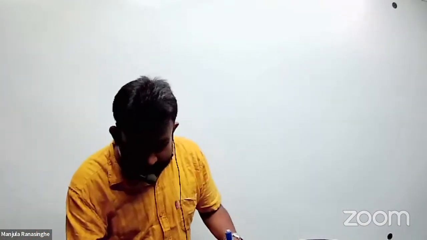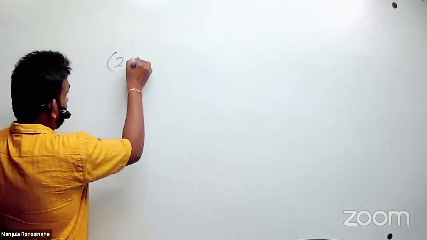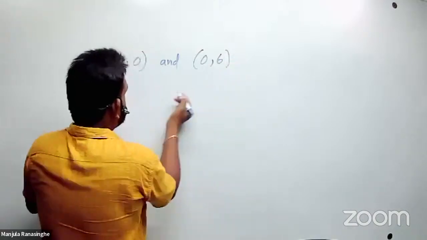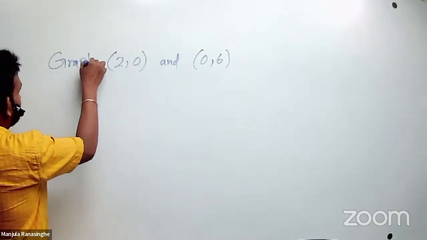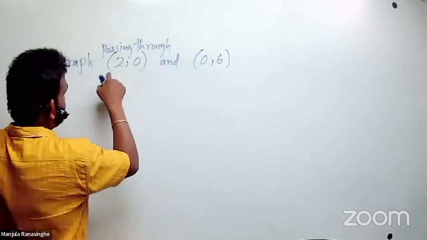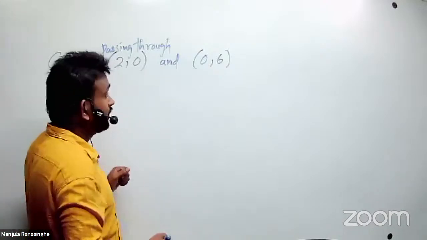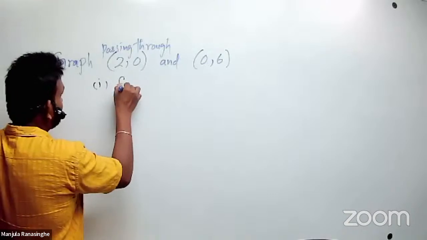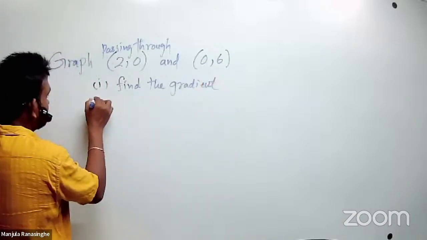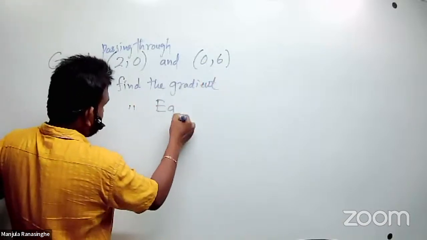Okay, now we are moving to the next part. See clearly. Now identify this type of question. A graph is passing through the points 2 comma 0 and 0 comma 6. First question, find the gradient. The second one, write the equation. Find the equation of the straight line.